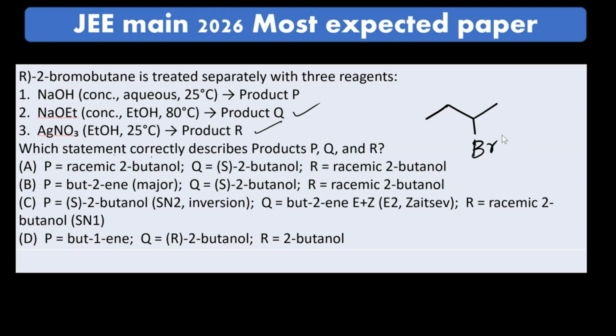2-bromobutane. Okay. Now, first reaction which is with NaOH. NaOH is a strong nucleophile. OH is a strong nucleophile, which will lead to SN2 substitution.